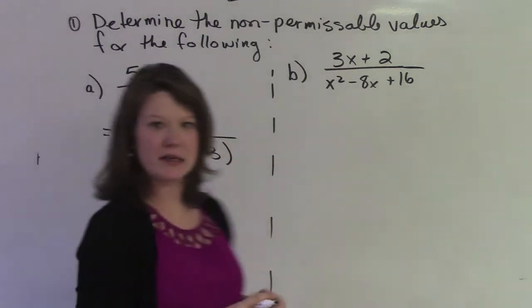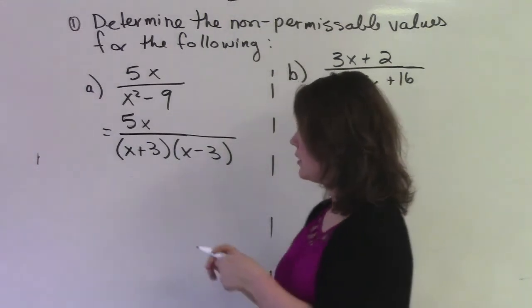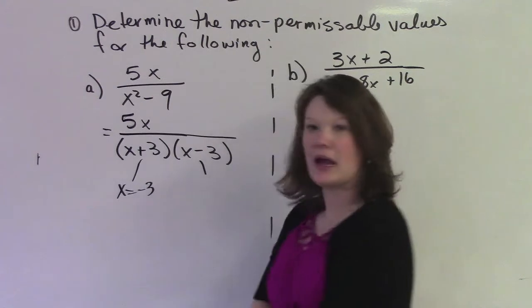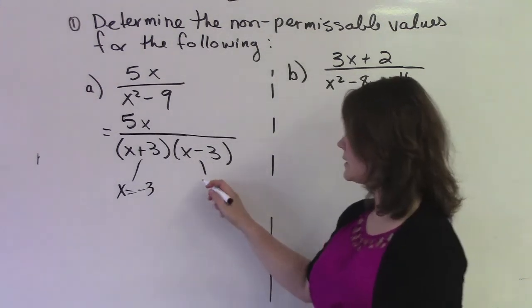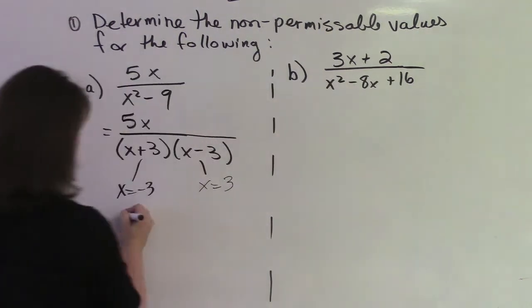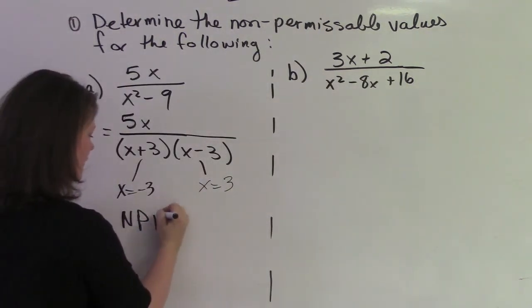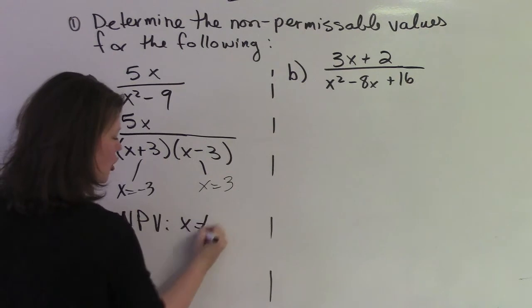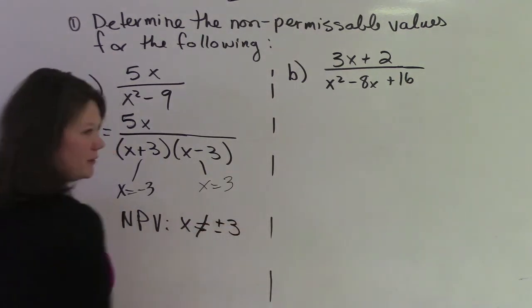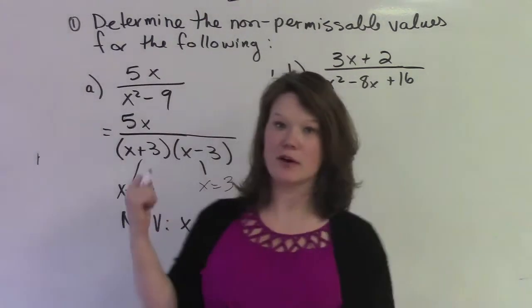Now, where does this denominator equal 0? Well, it equals 0 when x equals negative 3, and it equals 0 when x is positive 3. So our non-permissible values are x cannot equal plus or minus 3. Done. Let's move on to this one.